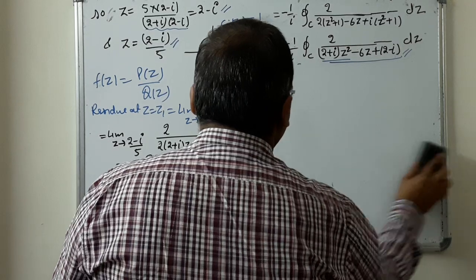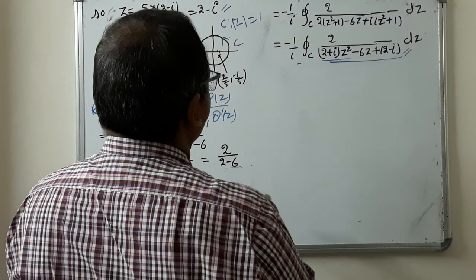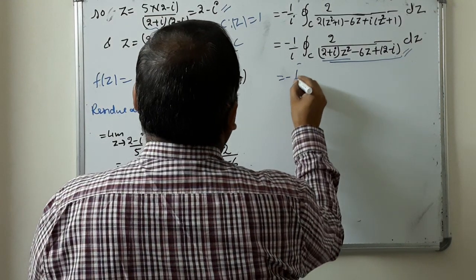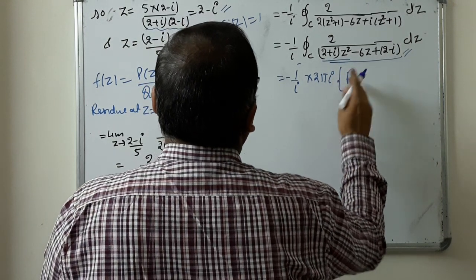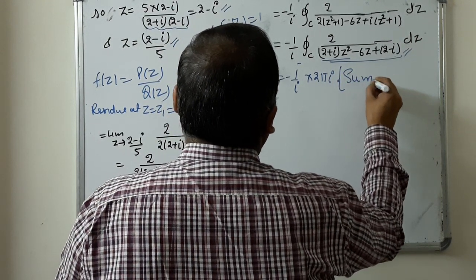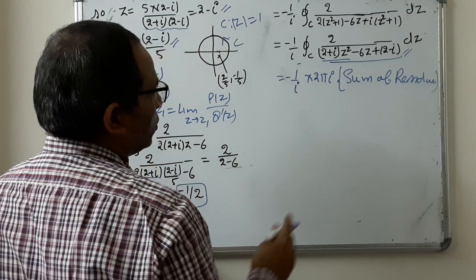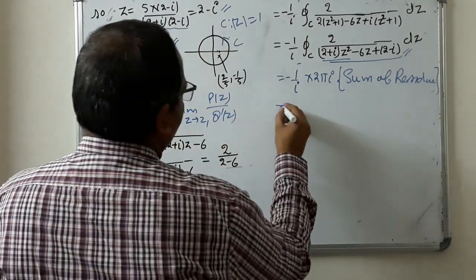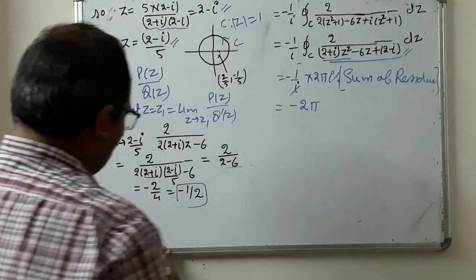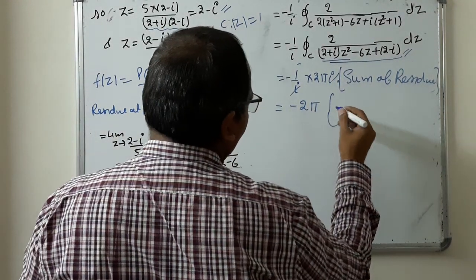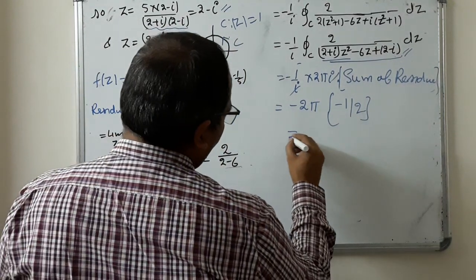So the value of this integration by the residue theorem can be written as minus 1 upon i into 2 pi i into the sum of residues. Because here only one singularity is there, the i's cancel out, and we can write minus 2 pi, and the residue is only one, with value minus 1 by 2. So this is equal to pi.